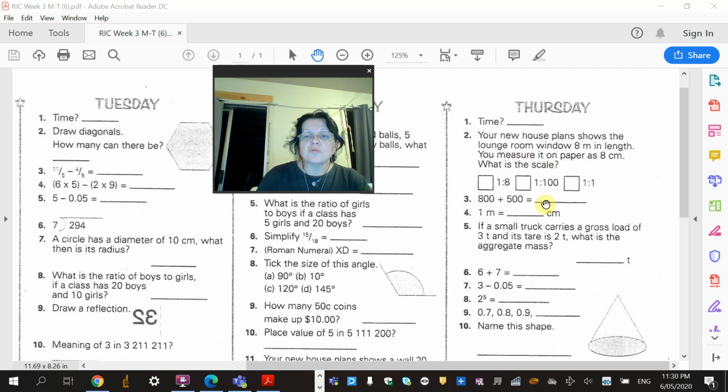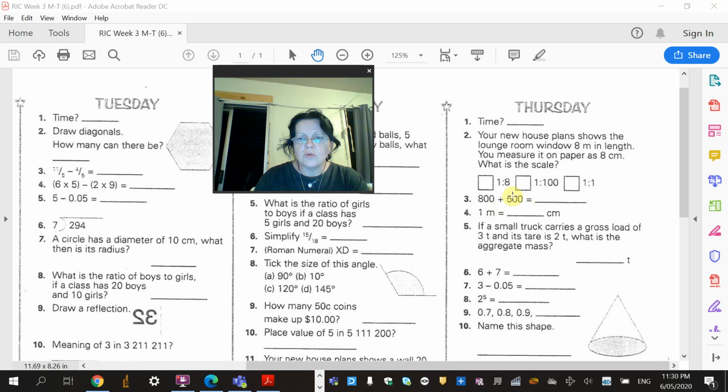So if you were to write that as a ratio, which one would you use? 1 to 8, 1 to 100, or 1 to 1? And I've already told you there's 100 centimeters in a meter. So there's your clue.